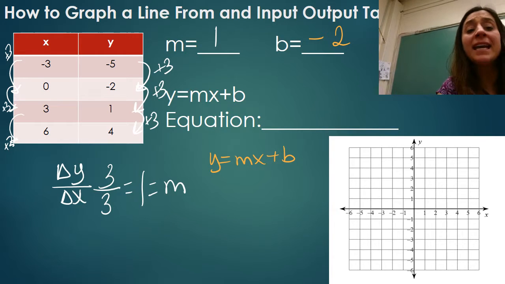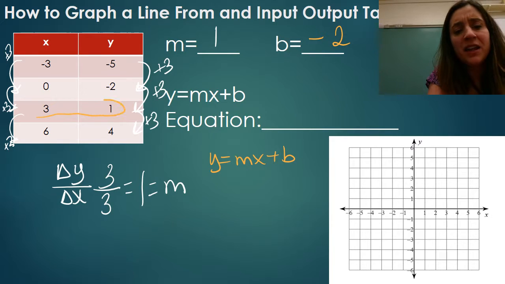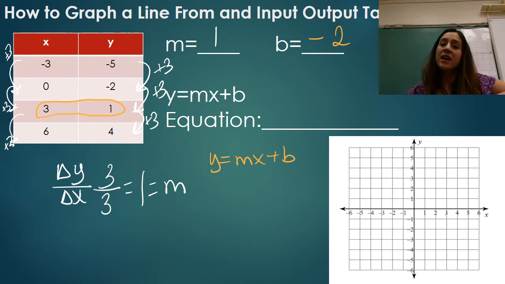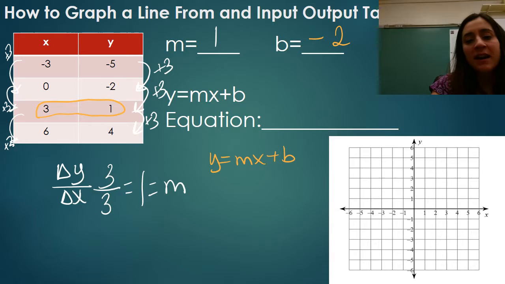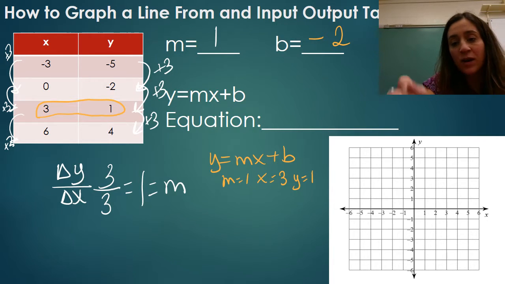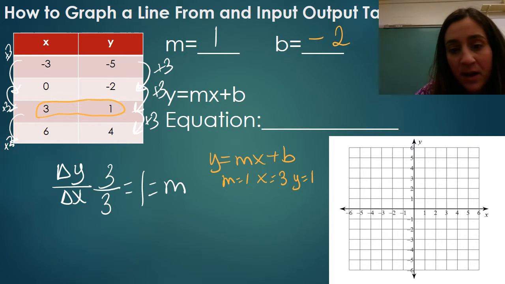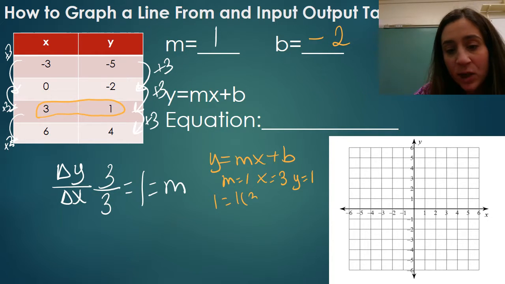I'm going to pick any point I want. I'm going to pick (3, 1), just because I think that's the easiest point without dealing with negatives. Now I know my slope is 1, and I know x equals 3 and y equals 1. So now that I know all that information, I can just plug it into slope-intercept form, which is going to get me 1 equals 1 times 3 plus b.